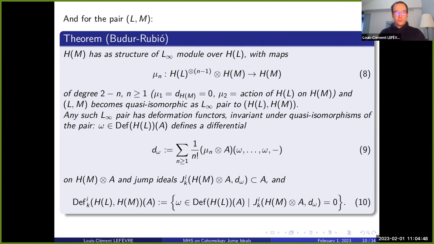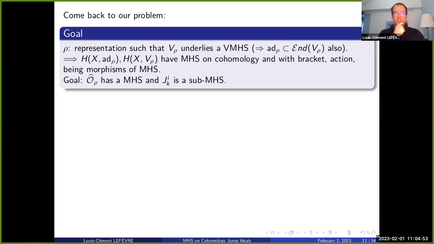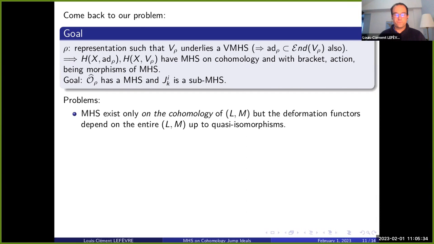So now let me come back a little bit to our problem. We start with a representation that underlies a variation of mixed Hodge structure. On the cohomology, you have mixed Hodge structure on the cohomology of X with coefficients in the adjoint bundle, as well as in the cohomology of V. And then the cohomology, the bracket and the action maps are all morphisms of mixed Hodge structures. So from this, we want to deduce mixed Hodge structure on the local ring and on the ideals. But the problem is that the mixed Hodge structure exists only on the cohomology, while the deformation functor depends on the entire L and M up to quasi-isomorphism, or on the cohomology with these higher action maps.